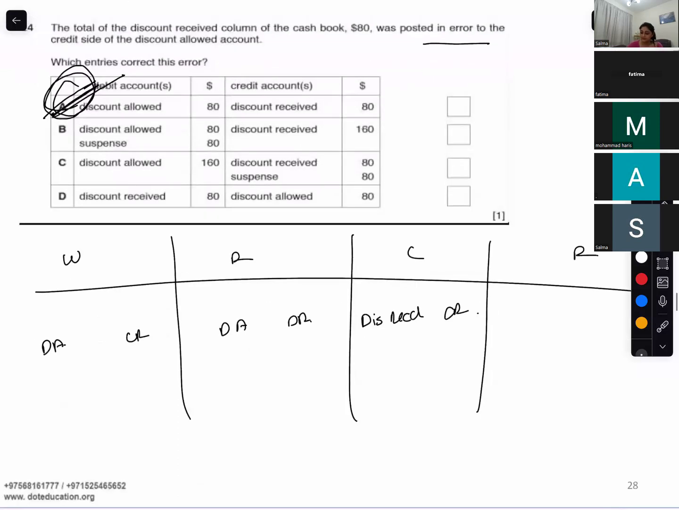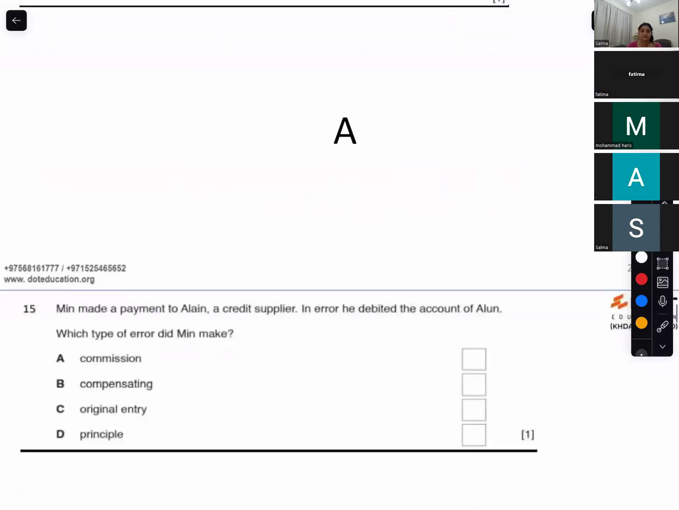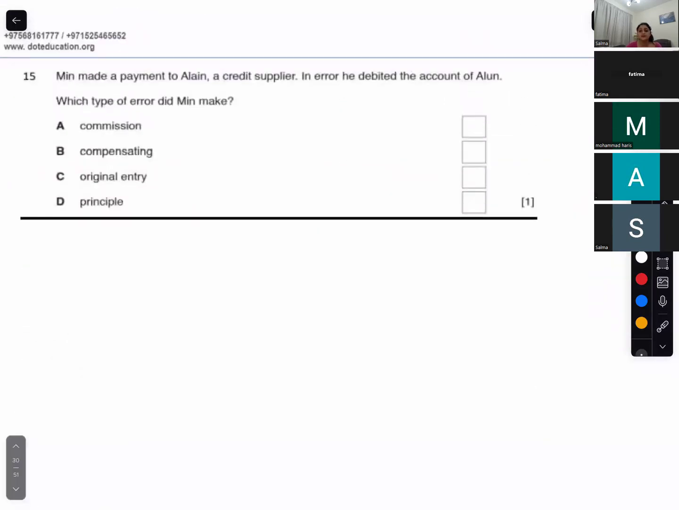Next one. Harris. Min made a payment to Elaine, a credit supplier. In error, he debited the account of Alun. What type of error did he make? Error of commission. A. Wrong name.